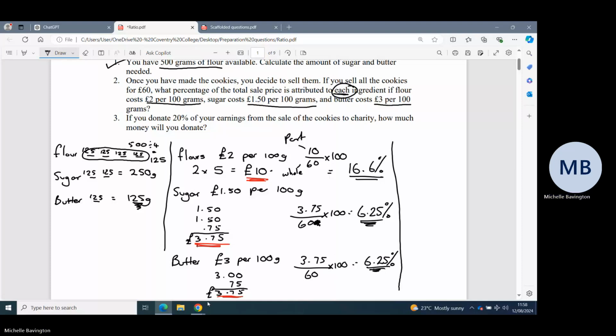If you donate 20% of your earnings, well, I've got to find out the earnings. So what I've got to do is the £60 minus, right, 10, 3.75, 3.75, £17.50, because that's my cost, okay?